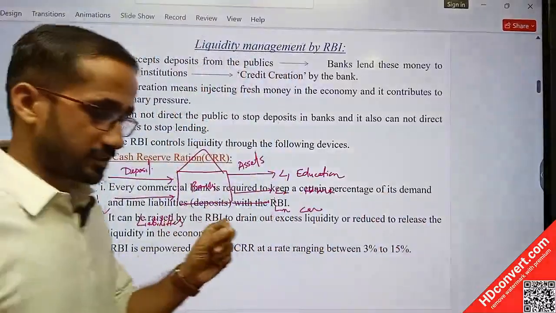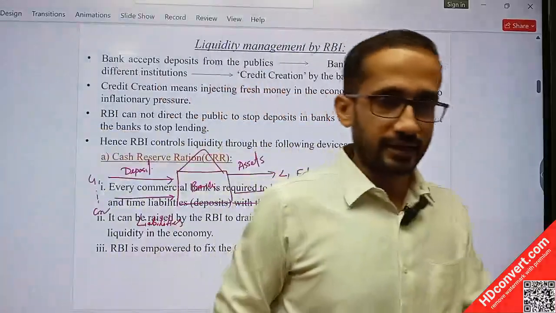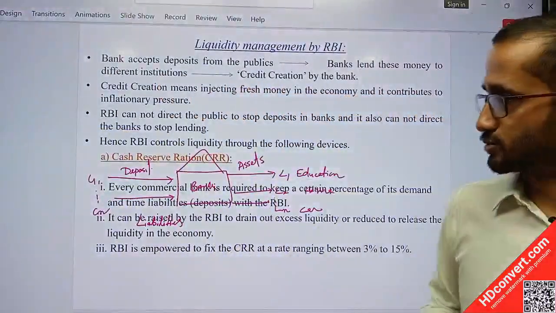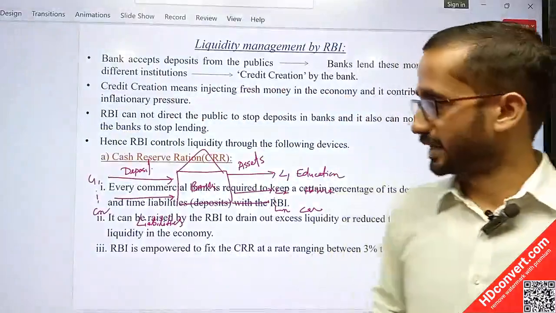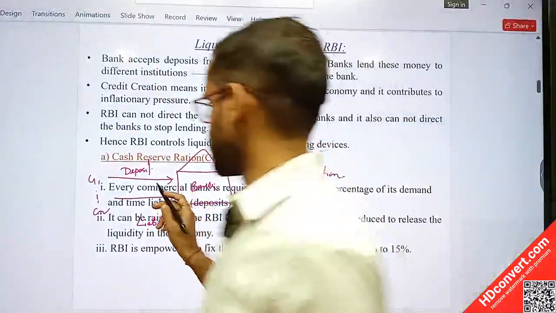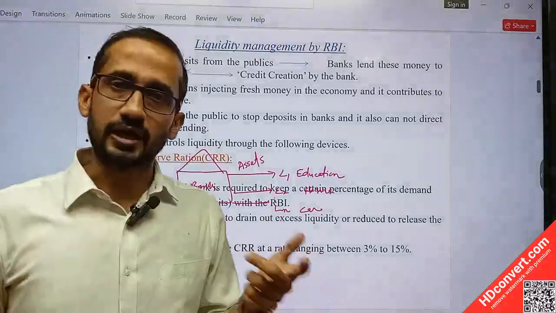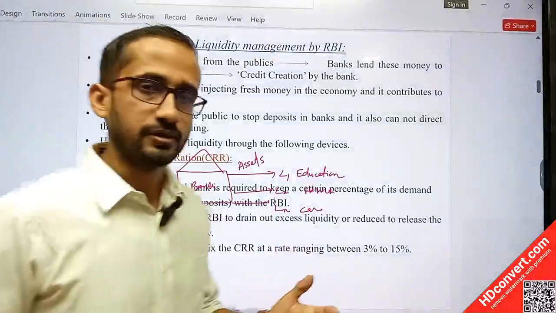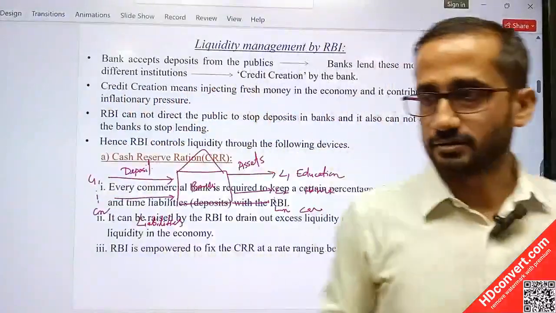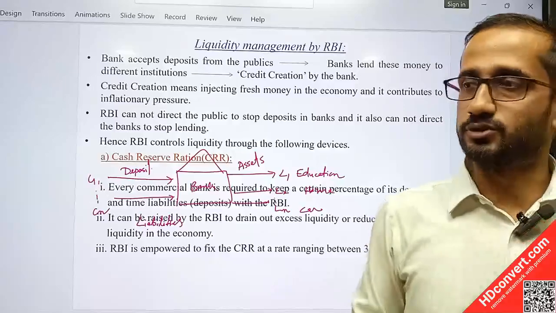Why? Because we know that giving loans and earning interest from these loans is the prime source of income of all banks. And these deposits, the deposits in the banks, are called liabilities. Why? Because at any moment when the customers come to the bank, it is the responsibility of the bank that they have to return the money.